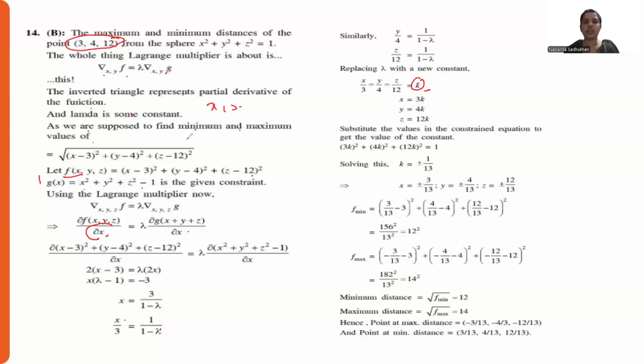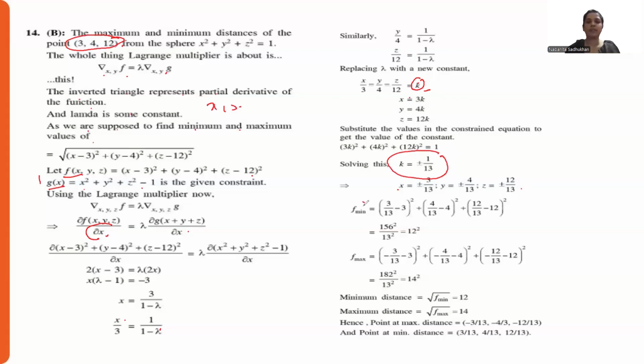Now this is also going to satisfy our sphere, right? So we have x square plus y square plus z square equal to 1. So we have (3k) whole square plus (4k) whole square plus (12k) whole square is equal to 1. Solving it, we are going to get k to be plus minus 1 by 13. Now, in place of k, we put plus minus 1 by 13. From there, we get the values of x, y, z.